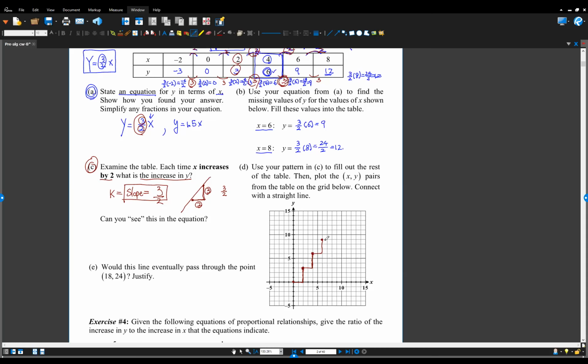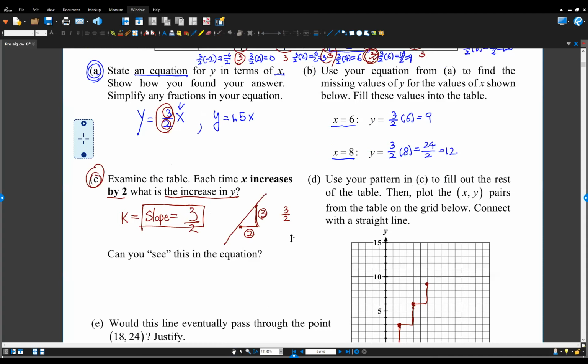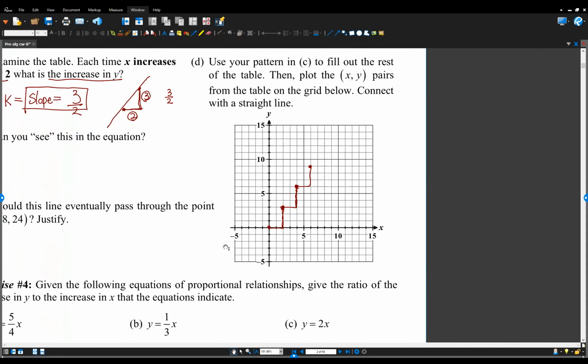Keep continuing. Now I'm going to make a peak. Okay, 2 increase to the right and up increase by 3. That is the next point. That's the pattern: right 2, up 3. That's the last point on the right side of the graph.